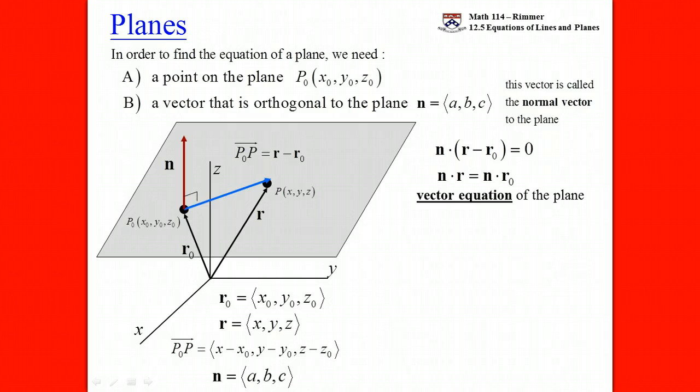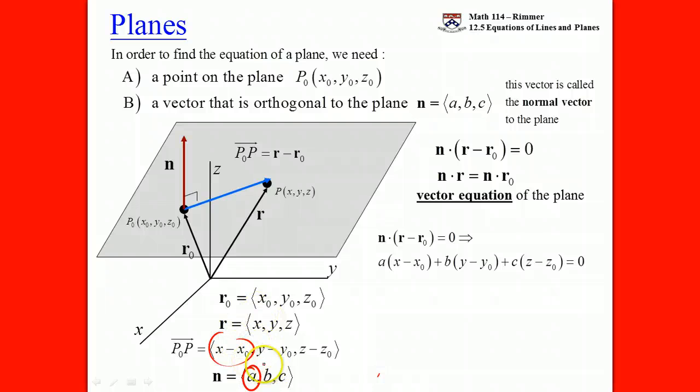To get that, let's look exactly at what this means. Dot n with r and dot n with r naught and set them equal to each other. Or go with the other version, dot n with the P naught P vector and set that equal to 0. So dotting with the P naught P vector, you get exactly, component-wise, I take these guys here and I multiply them by these guys here. A times x minus x naught, B times y minus y naught, C times z minus z naught, and that needs to be equal to 0. Dot product between those two guys.